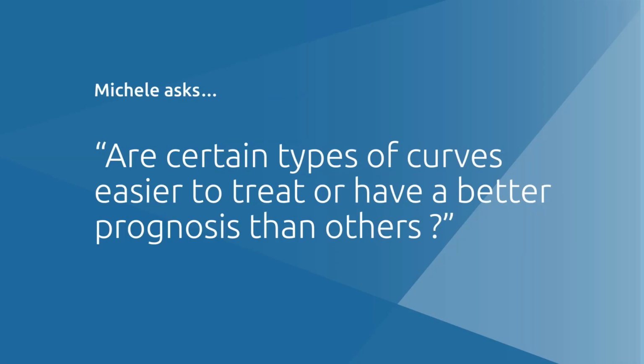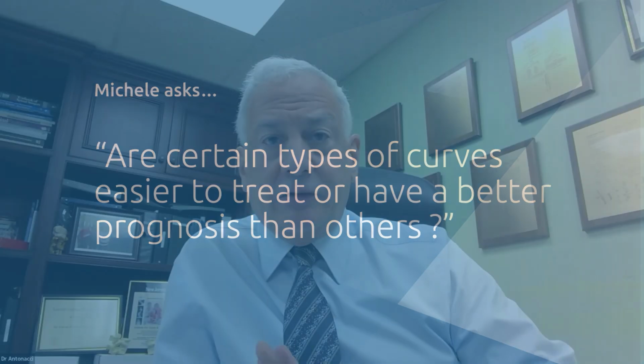And the question from Michelle is, are certain types of curves easier to treat or have a better prognosis than others? And so the answer clearly to that is yes. And the most significant factor is stiffness. So the very simple way of looking at scoliosis for the way we correct it with ASC is simply in terms of basically three types of curves.